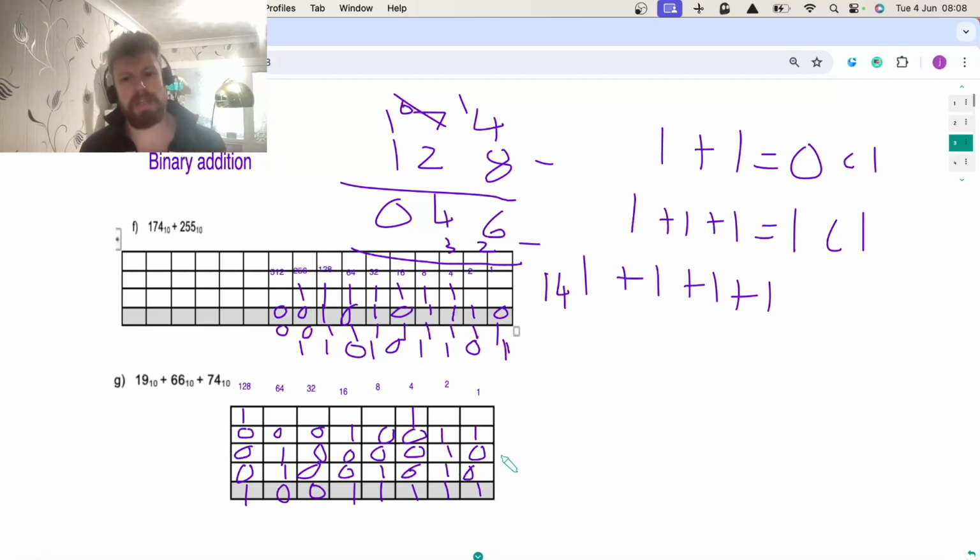Now, I did say, let's say for argument's sake that I had a carry, and I had 4 ones there. In this situation, what do we do? So this 4 ones equals 4, okay? And it's not going to go into this column. It's actually going to put a carry on the one over the top of it.